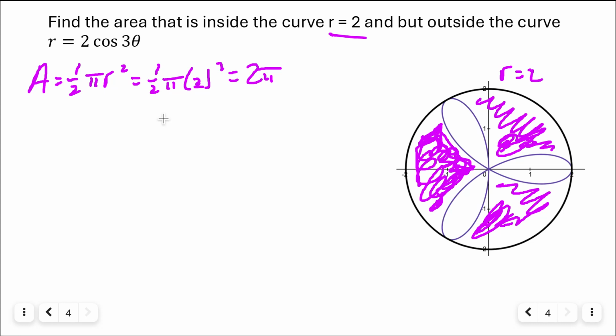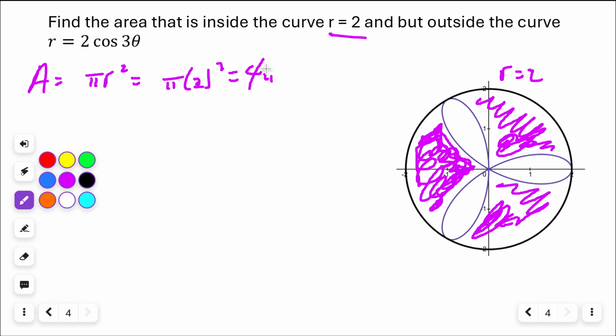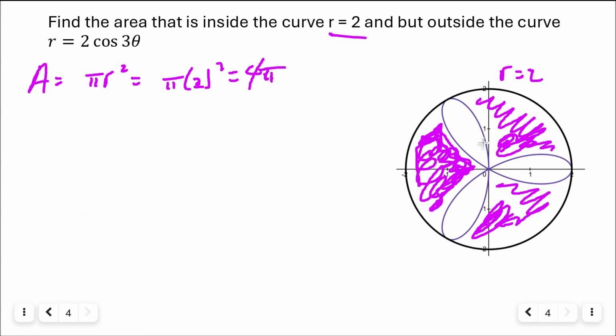No, the area, no, that's not right. The area is pi r squared, right? Pi r squared. Of course it is. So that's going to be 4 pi. All right, there we go, back on it. Good. Okay, so the area of this circle is 4 pi. All right, that's one way to calculate it.